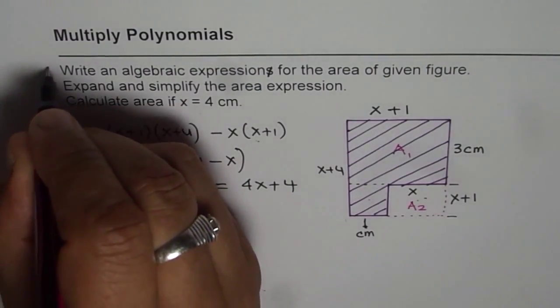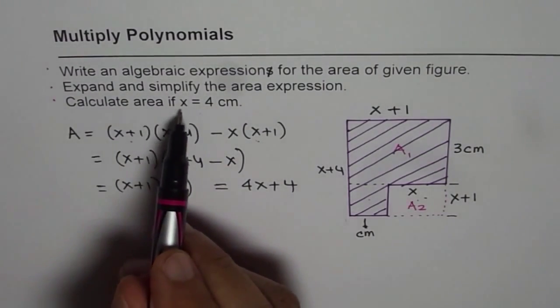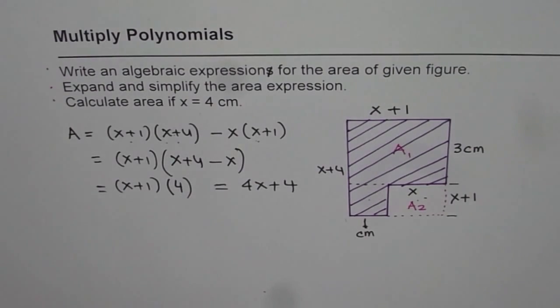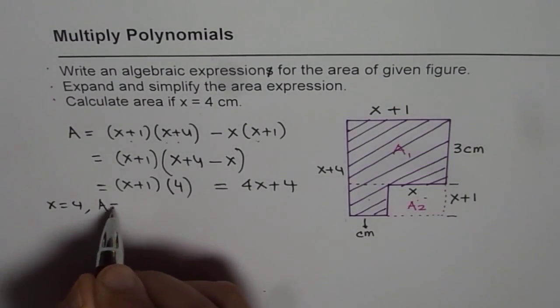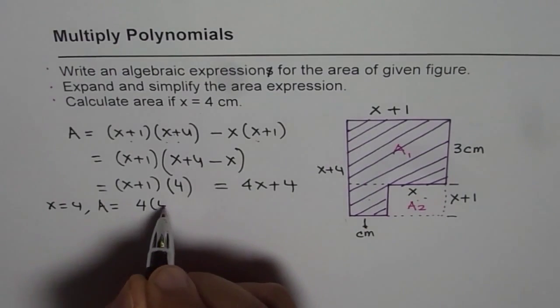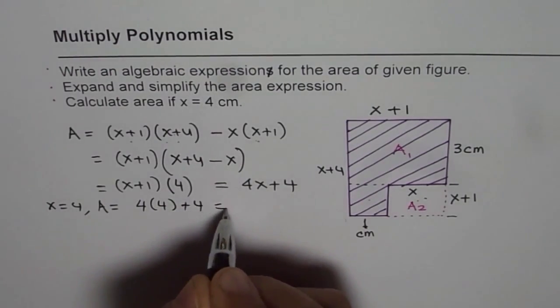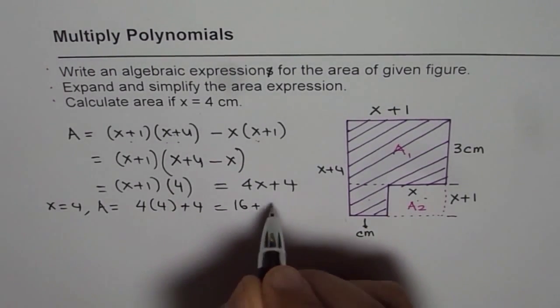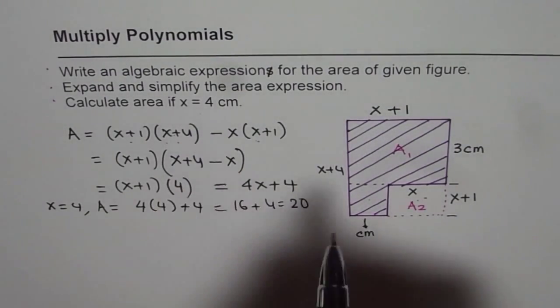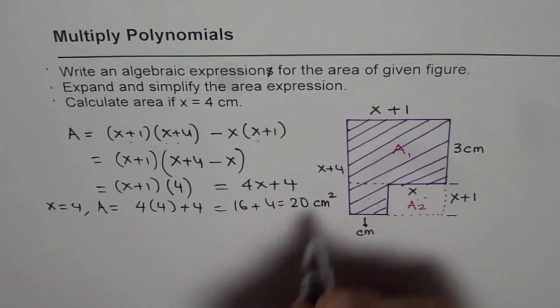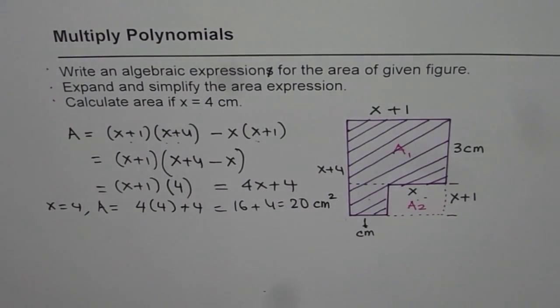Now, we have also written the equation. Let's calculate the area for x equals 4. To calculate the area, let's substitute x equals 4. If x equals 4, in that case the area equals 4 times 4 plus 4. That is 16 plus 4, which is 20. The unit should be centimeter square, so we get our answer. So that is one way of doing it.